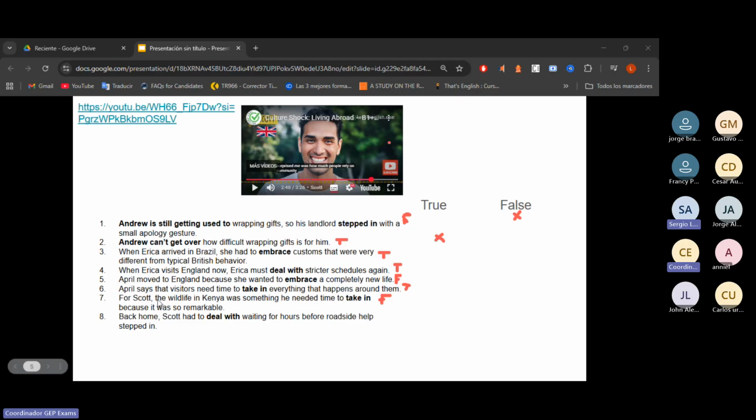Yo lo que entiendo en esa pregunta 7 es que dice que es algo que le marcó, ¿cierto? Cuando Scott estuvo en su vida en Kenia, hubo algo que lo impactó o que lo remarcó, ¿no? Ok, pero mira esta parte. Él necesitó tiempo para take in, asimilar. Ah, ok, entonces aquí estamos hablando de la vida salvaje. Él dice que la vida salvaje sí era muy bonita, pero lo que realmente lo sorprendió fue cómo la comunidad confían entre ellos.